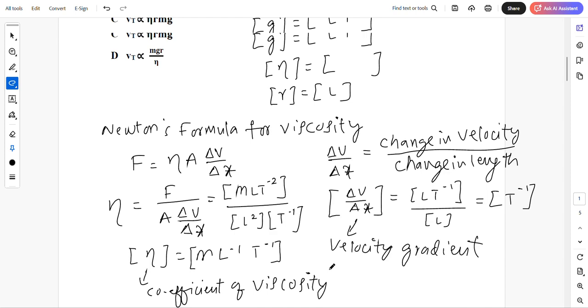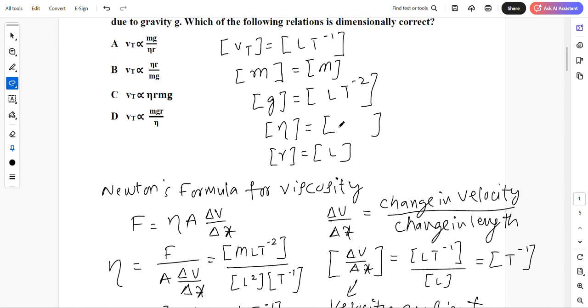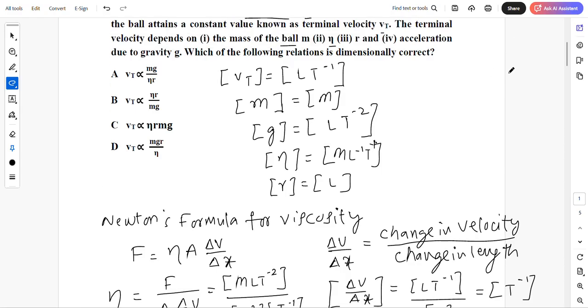Now let us, okay, we got how much? M L to the power of minus 1, T to the power of minus 1. Let us see the first part of the answer. Okay. Now on the right hand side, I can substitute what? RHS is equal to mg by eta r. Dimension of mass is M. Acceleration due to gravity LT to the power of minus 2, divided by eta, M L to the power of minus 1 T to the power of minus 1. Okay. Into r means L.